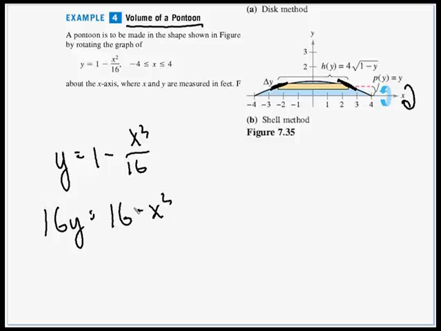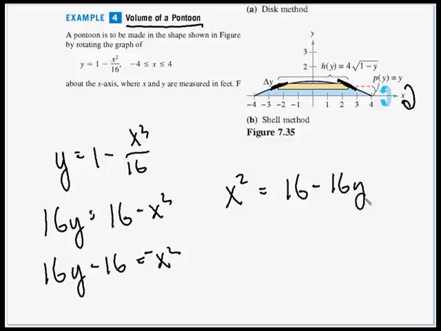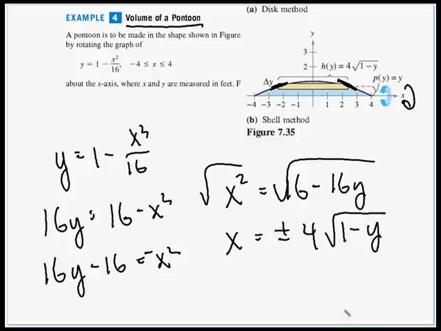And then I would get the 16 on the other side. 16y minus 16 equals negative x squared. And then divide through by a negative. X squared equals 16 minus 16y. Square root both sides, and we could factor out the 16 and square root that. So x would equal plus or minus 4 roots of 1 minus y.